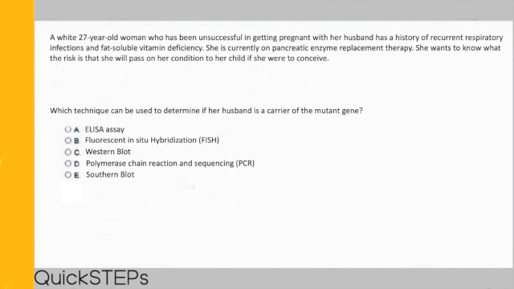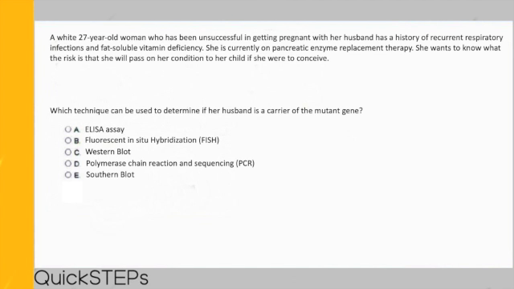So you actually don't need to know any of that I just said within the past 10 seconds if you just read the last portion. We are looking for a test or a technique that will determine if her husband is a carrier of a mutant gene. So we need to know every single one of these tests, what they test for. So let's go through each one.